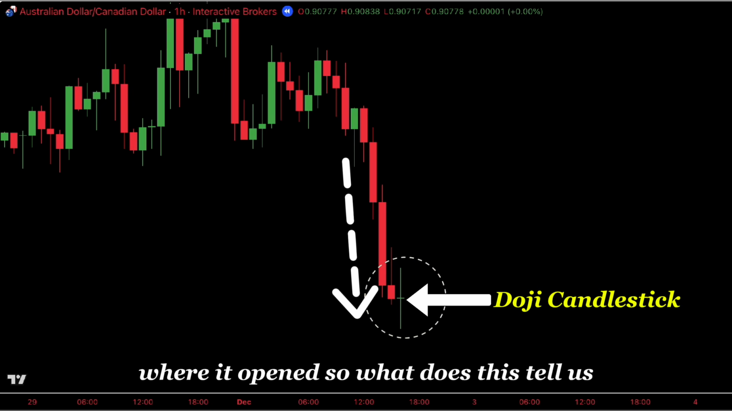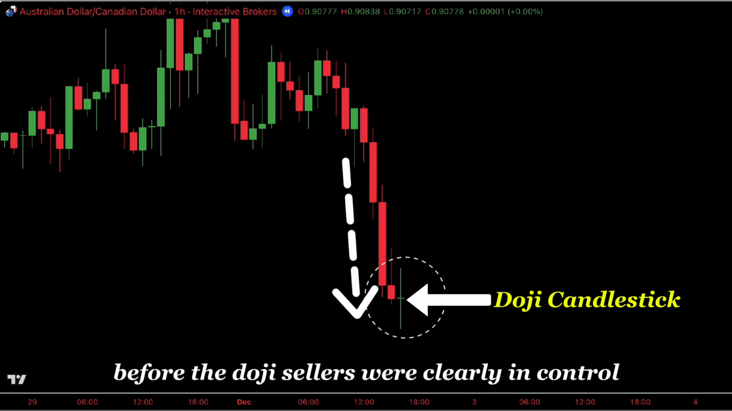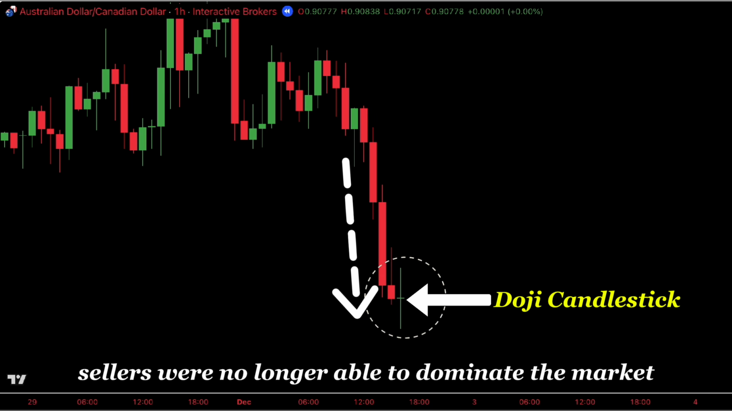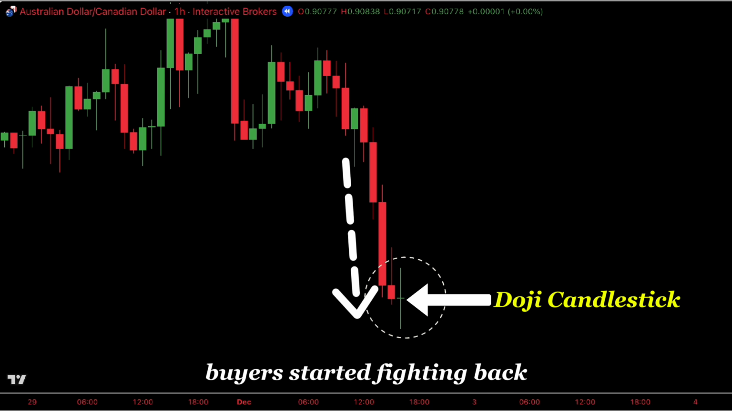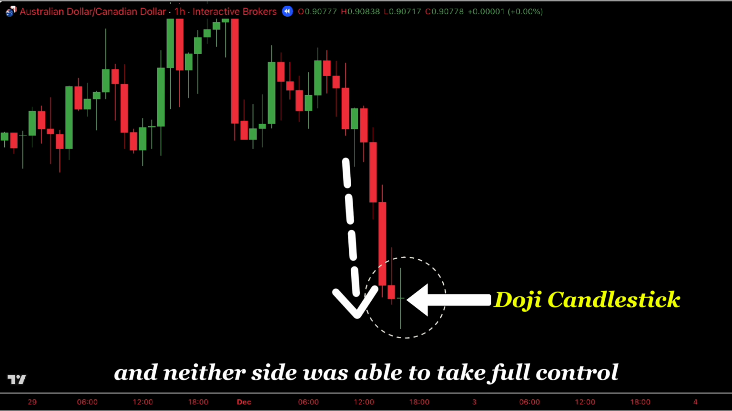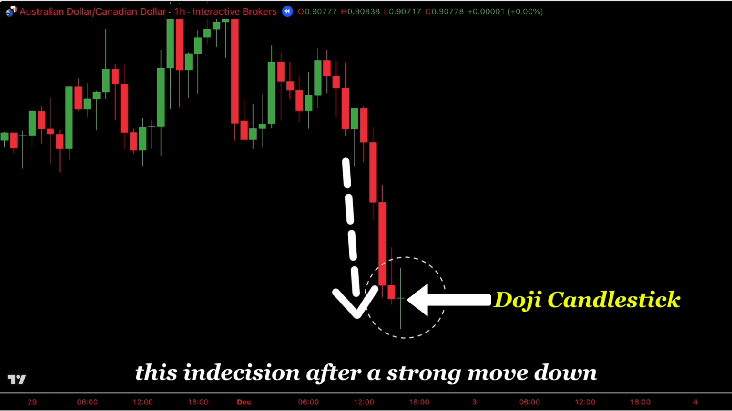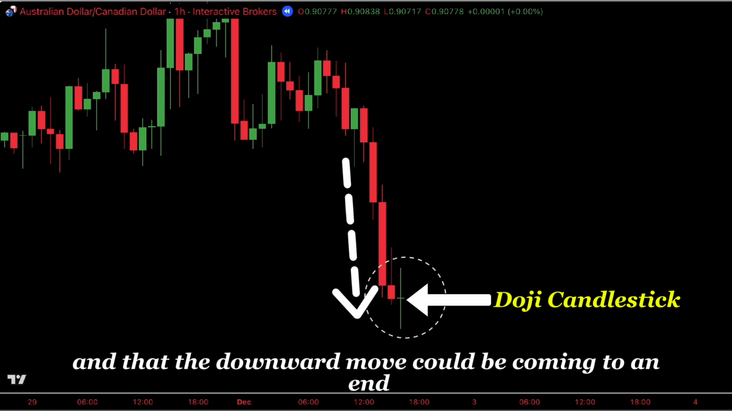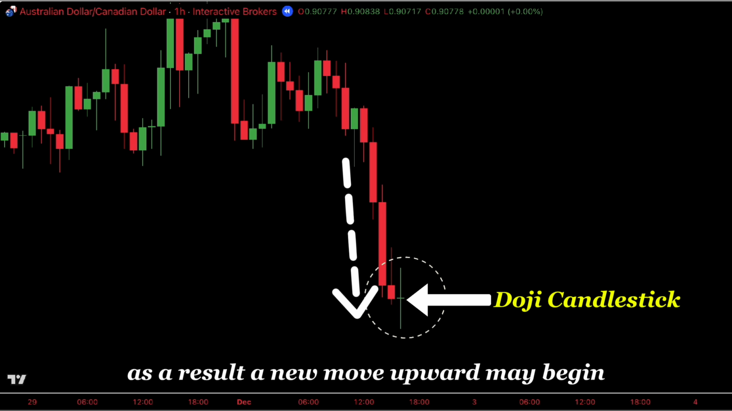So what does this tell us? Before the doji, sellers were clearly in control. But during the formation of the doji, sellers were no longer able to dominate the market. Buyers started fighting back, and neither side was able to take full control. This indecision after a strong move down tells us that sellers may be losing control and that the downward move could be coming to an end. As a result, a new move upward may begin.